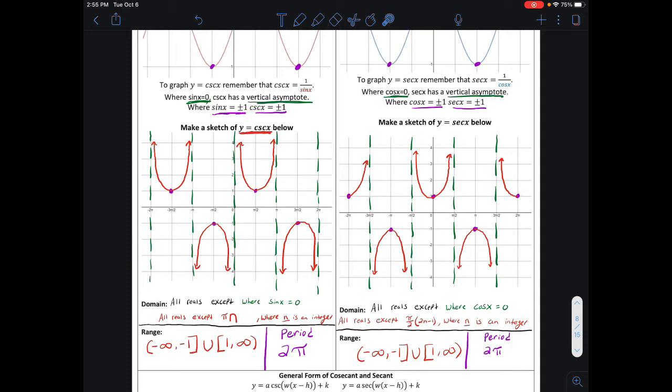Now let's talk about the period. How far along the x-axis does it take for cosecant to repeat itself?